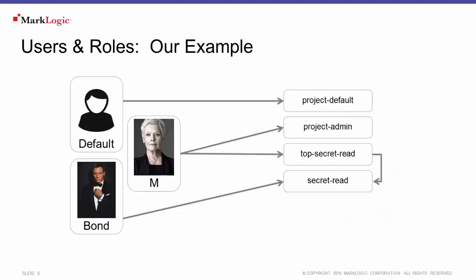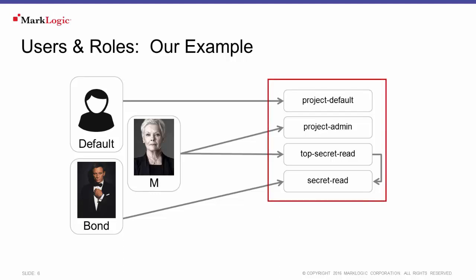For the example that we are implementing in this tutorial, we're going to have some fun implementing a model based on the classic James Bond spy series. We're going to create 4 roles. The first role is called Project Default. We'll eventually use this role to set up what we call the default user. And this will define what rights someone should have when they visit our application prior to logging in as a known user. We'll also create a role called Project Admin.